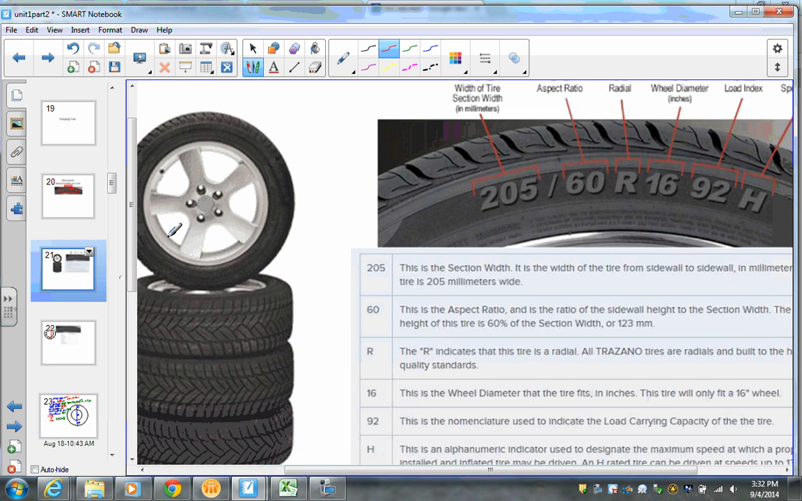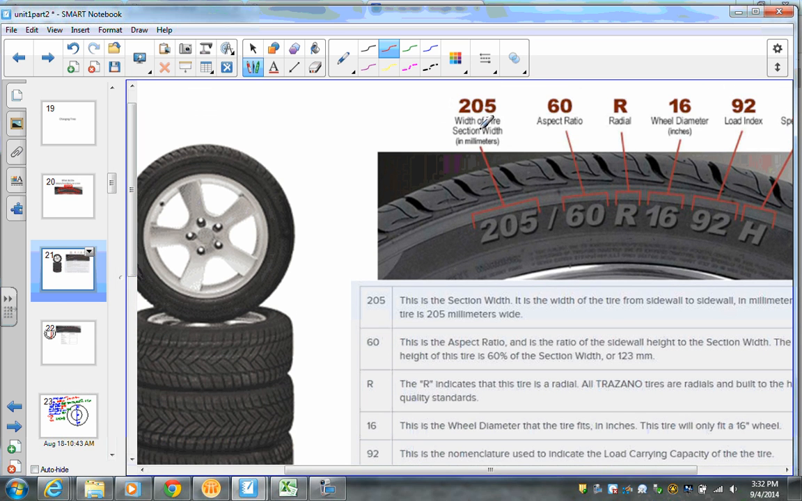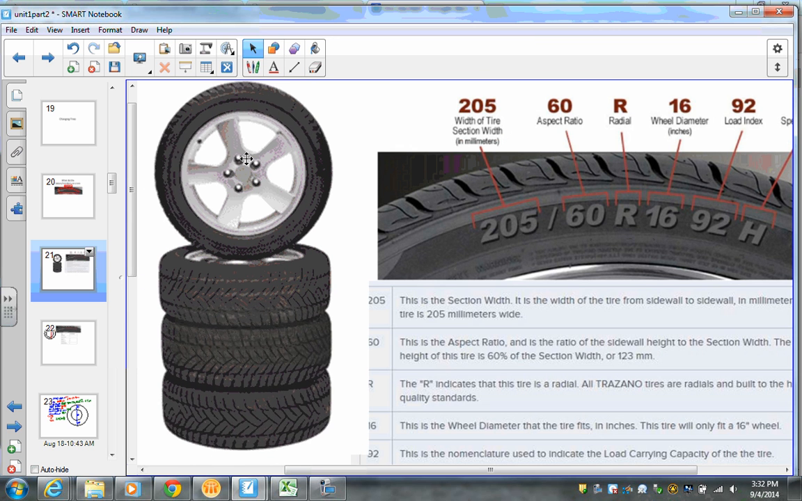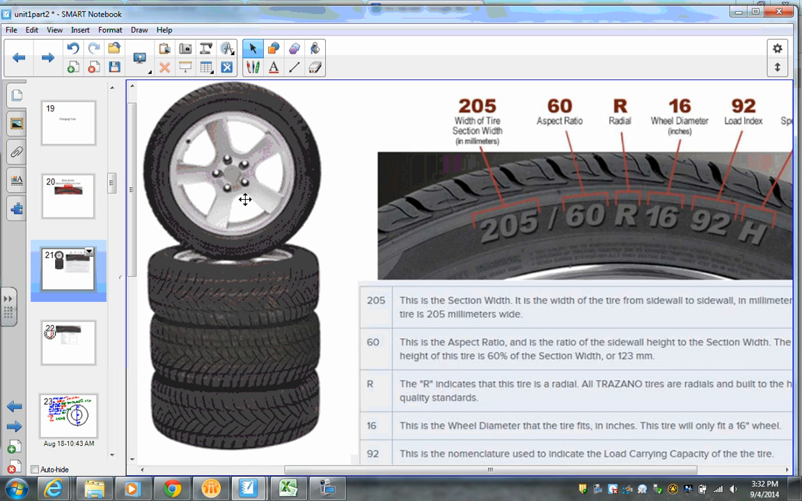Okay, the very first number is the width of the tire. And in this case, this is 205 millimeters. Now, using this picture here, the width of the tire basically means how fat the tire is, so to speak. And so using this tire right here, it's everything from here all the way down to right there, how fat the tire is.